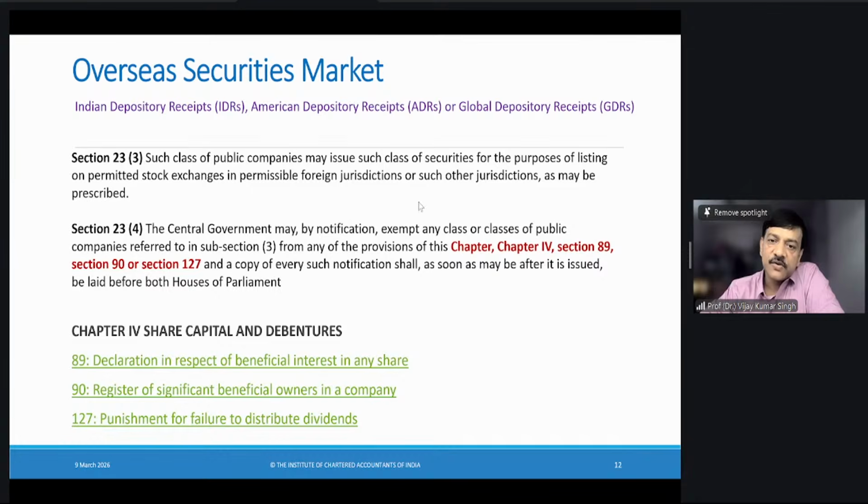Like here, you can see one of the such other jurisdictions would be IFSCA. You must be aware about IFSCA, Gift City in Gujarat. That is a jurisdiction in itself. So it is not Indian jurisdiction. It is another separate jurisdiction. That is an SEZ, Special Economic Zone. That has got a different law altogether. Okay.